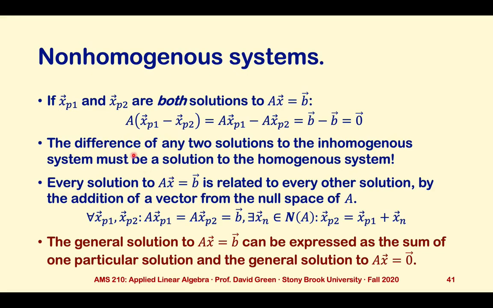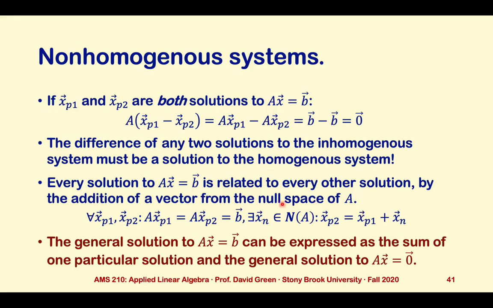These two things together, the fact that we can add a vector from the homogeneous system to a vector from the non-homogeneous system and get another solution to the non-homogeneous system, means that we can build more solutions to the non-homogeneous system by adding in the null space. And that we can take any two solutions to the non-homogeneous case, subtract them, and get something that has to be a solution to the homogeneous system, a vector from the null space, means that there are no extra vectors. There are no solutions to AX equals B that cannot be described by a particular solution plus a vector from the null space.